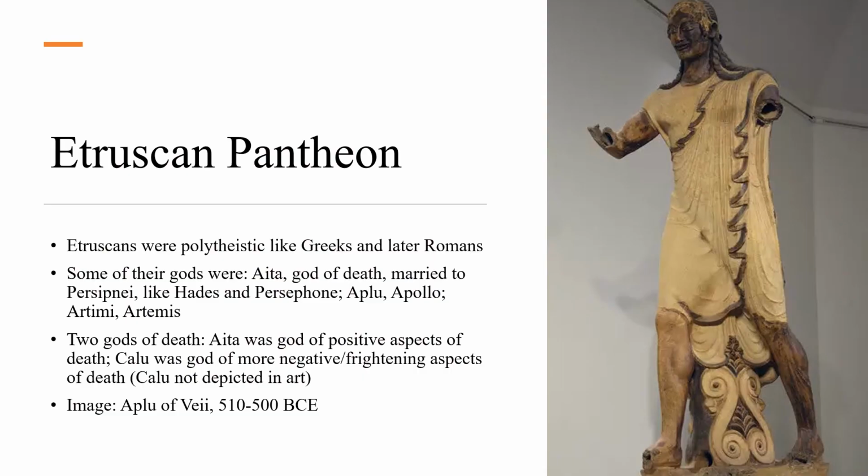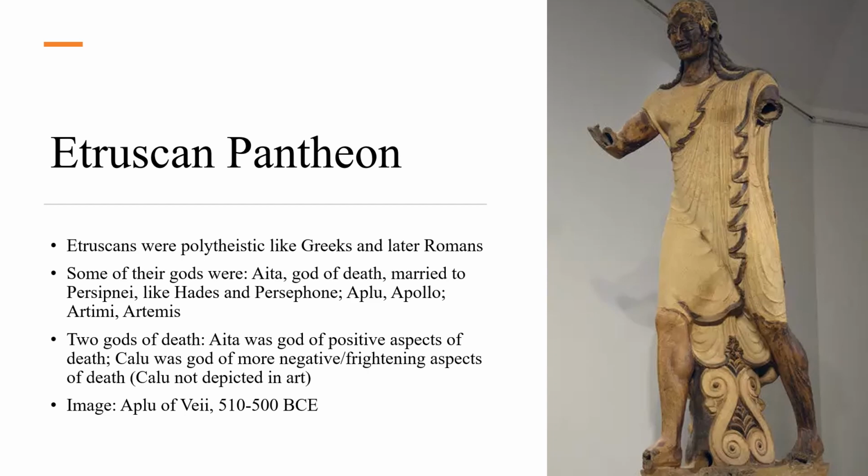Now we can discuss the Etruscan pantheon, their religion. They were polytheistic, like the Greeks and the Romans later on. It seems that they worshiped some of the same gods of the Greeks and the Romans, and that the Etruscans changed the names of the Greek gods, and then the Romans adopted more of the Etruscan names when they adopted elements of the Greek pantheon.